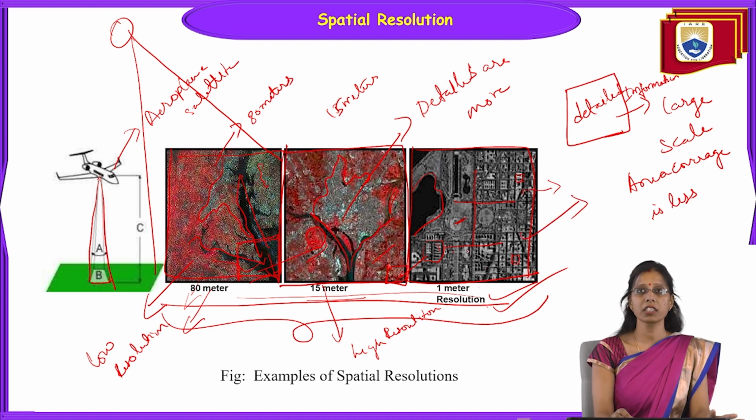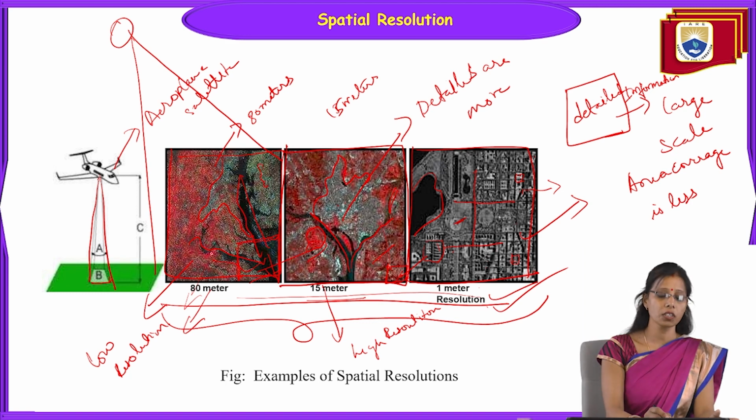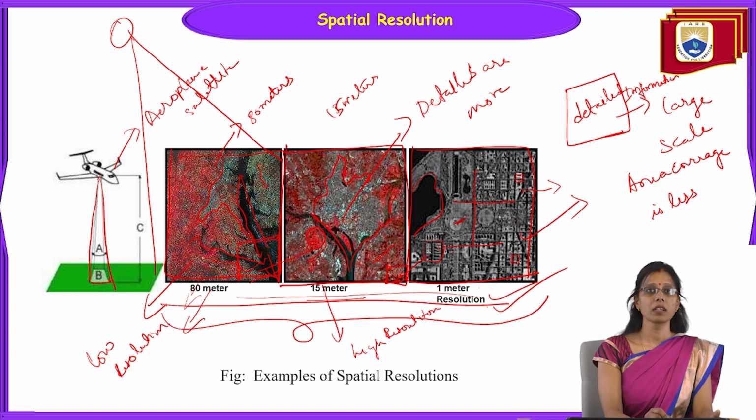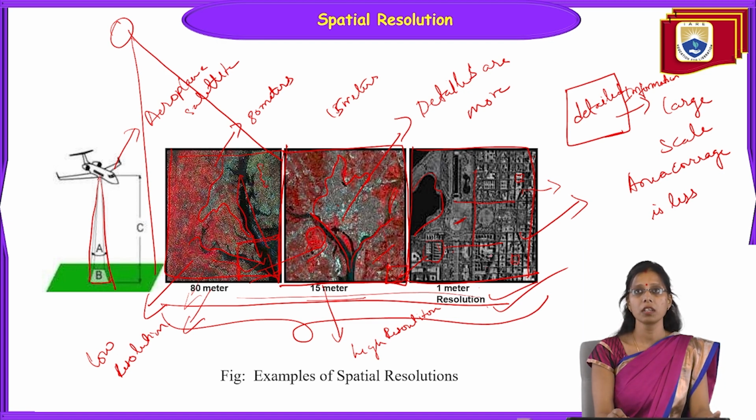Here we can see the area coverage is very less. We can't see any vegetation or any river in this image. But when you see this image, you are able to find the vegetation, rivers, and residential areas. Here you can see only a corner of the image; in that corner we are able to find the details, but the area coverage is very less. This is the difference in spatial resolution of the image.